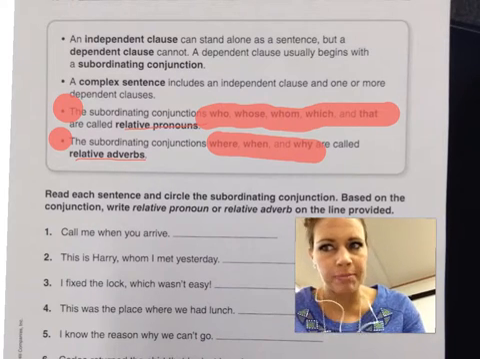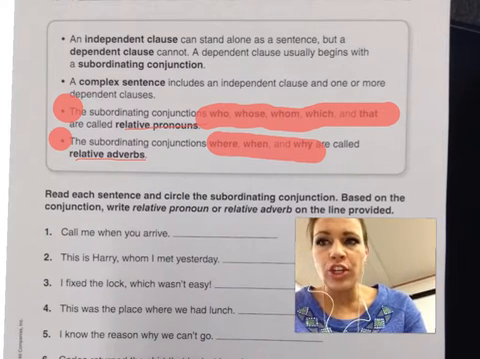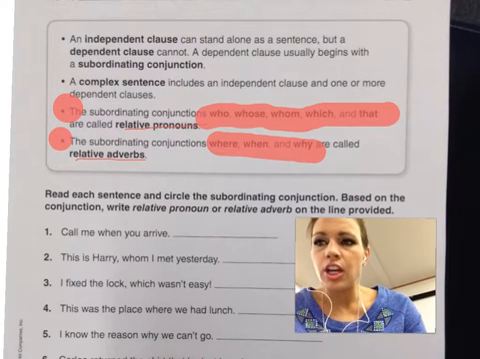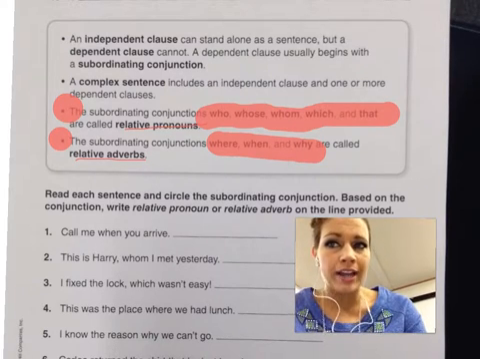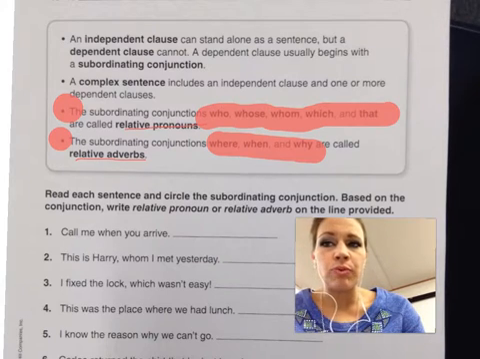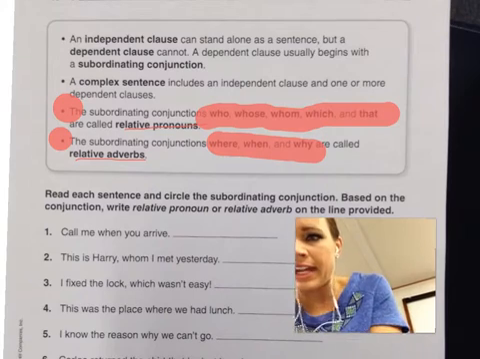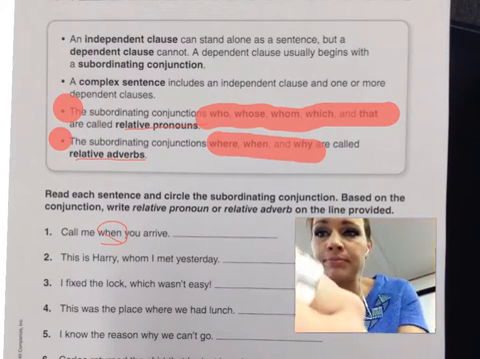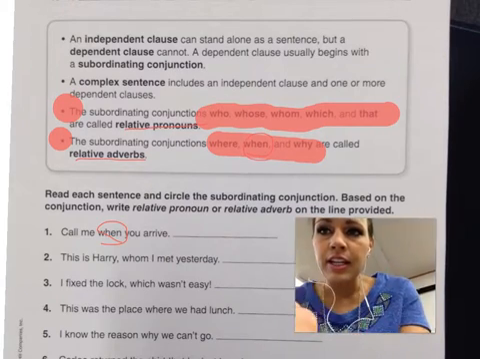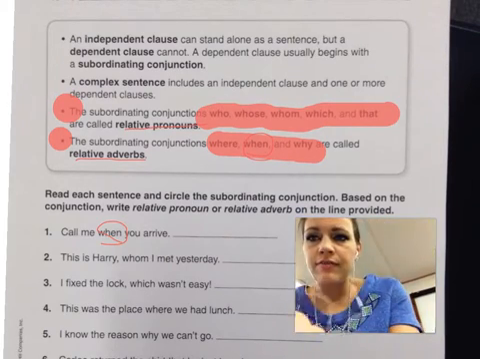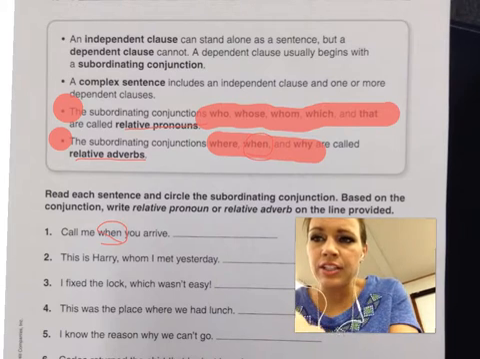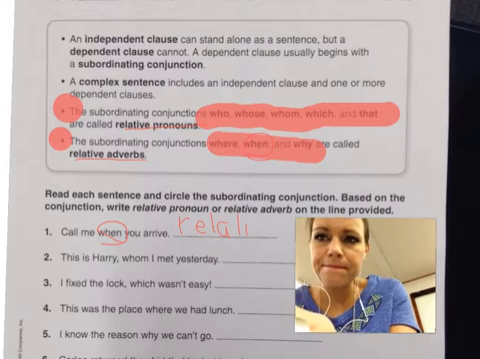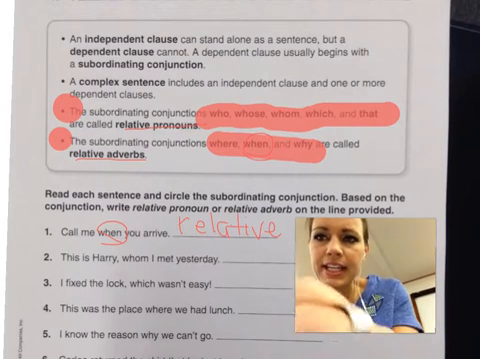Take a look at number 1, please. Call me when you arrive. I see that the subordinating conjunction is when. And if I look at my list up top, when is in the adverbs list. So I'm going to write relative adverb.